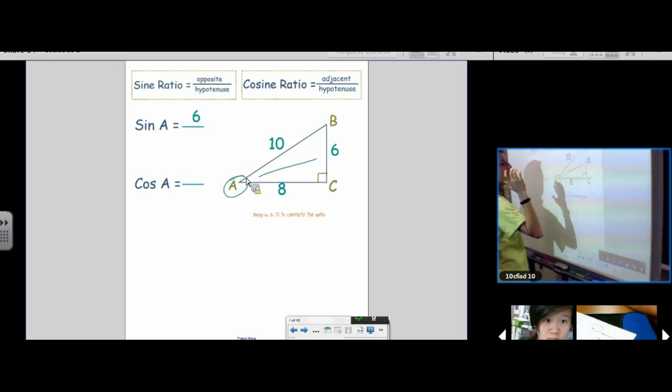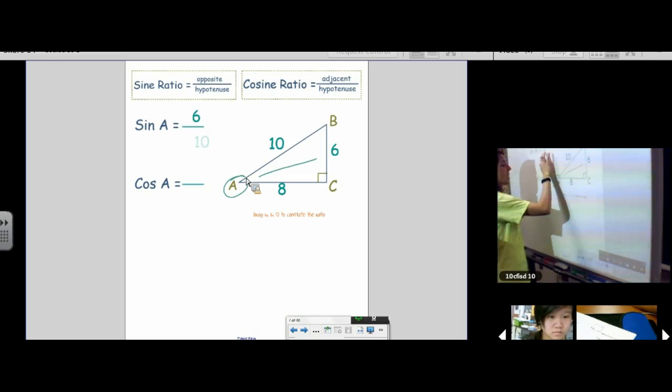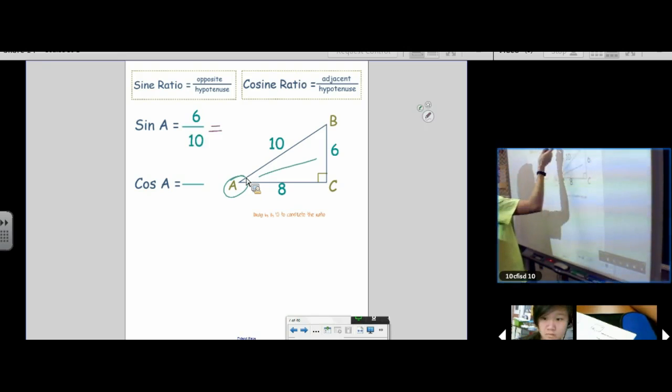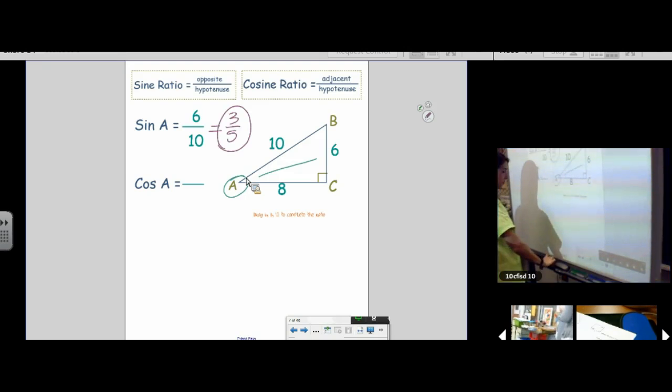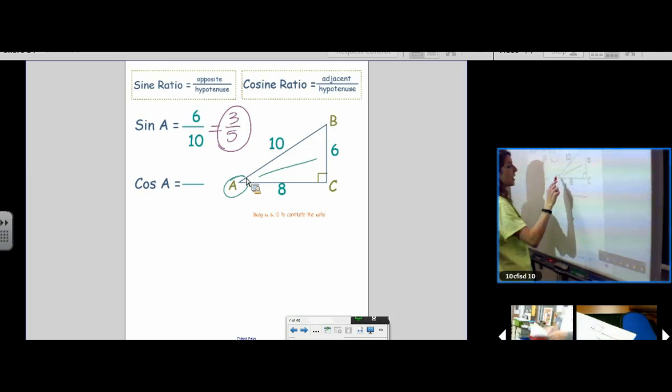6. And what's the hypotenuse of the triangle? 10. We would never leave our answer like that. So we would divide both of them by 2, 3 over 5. Now we want to do the cosine of A. Cosine is adjacent over hypotenuse.